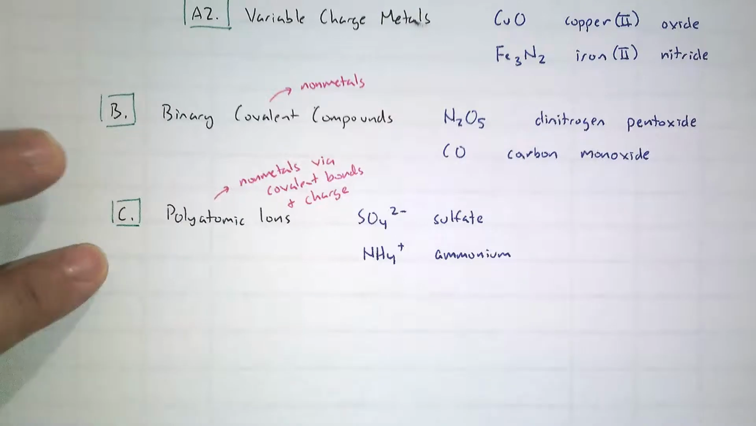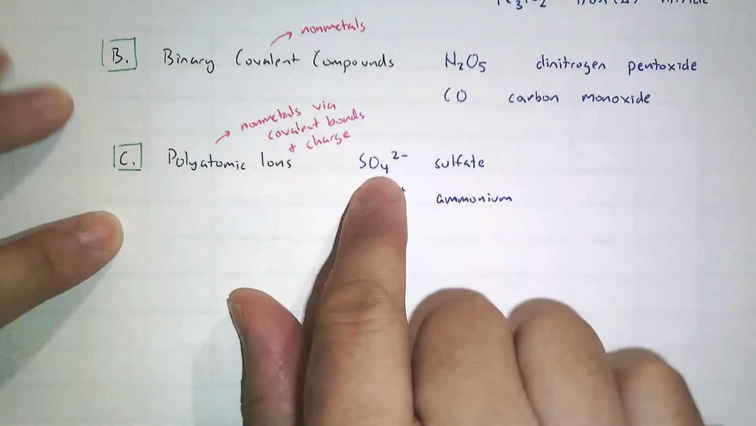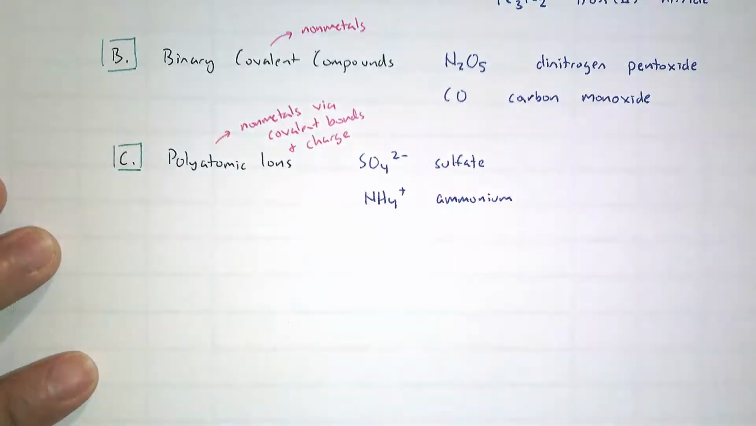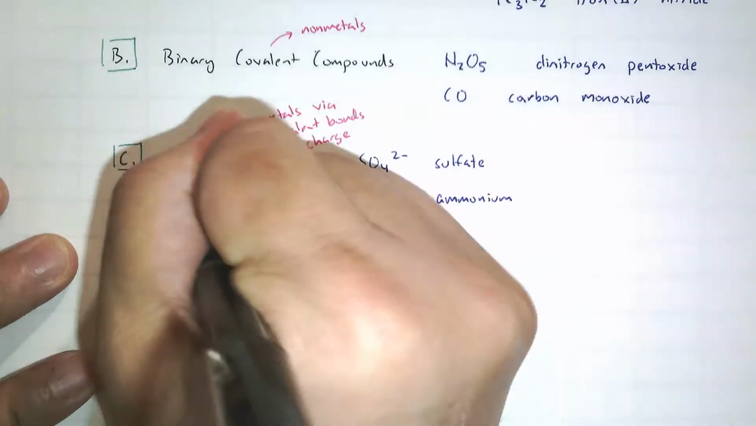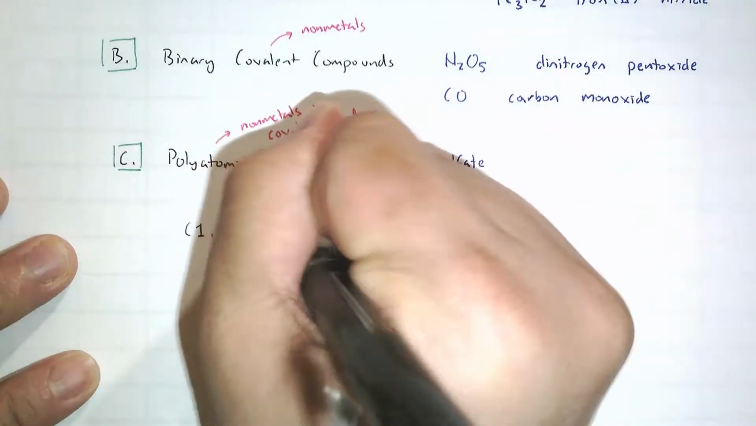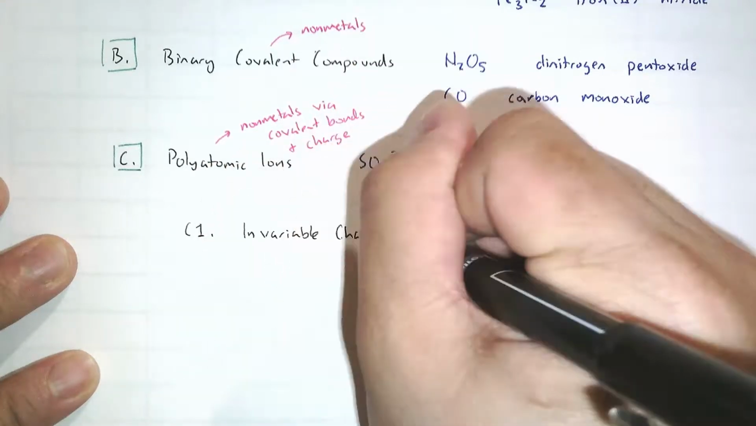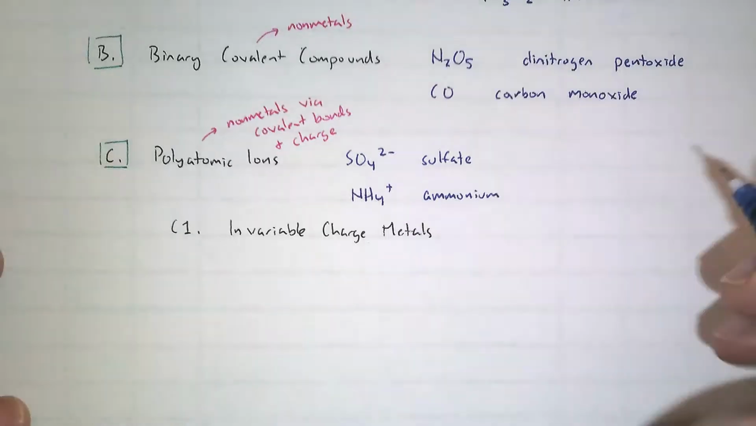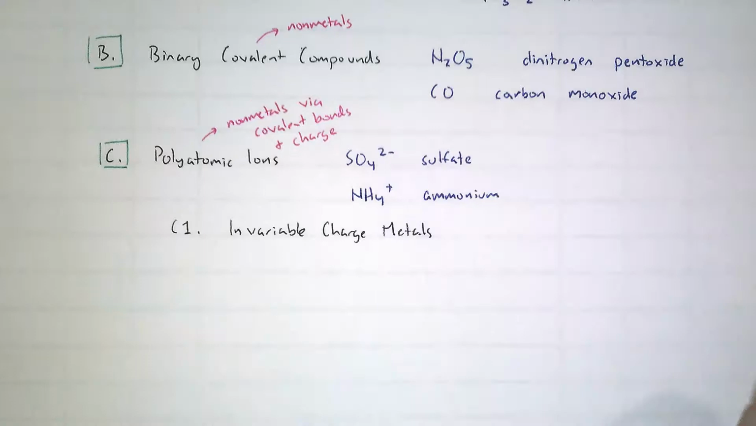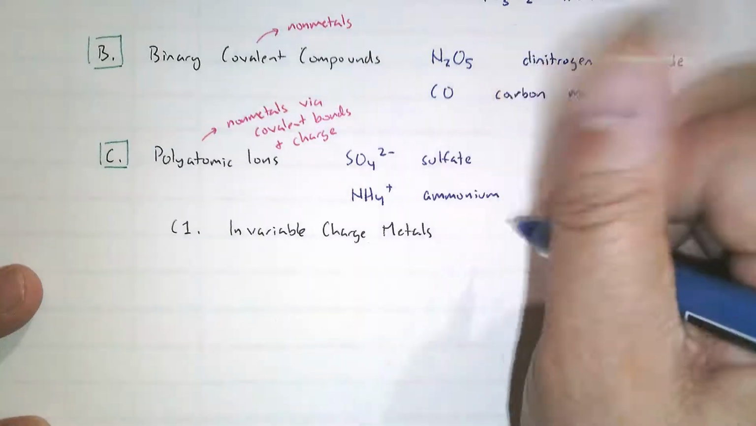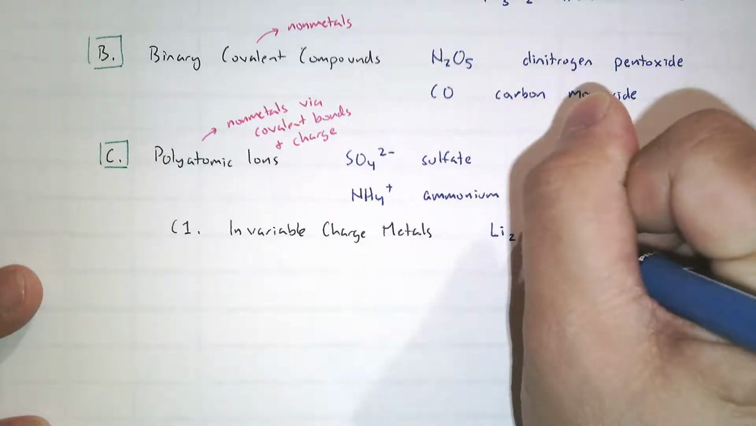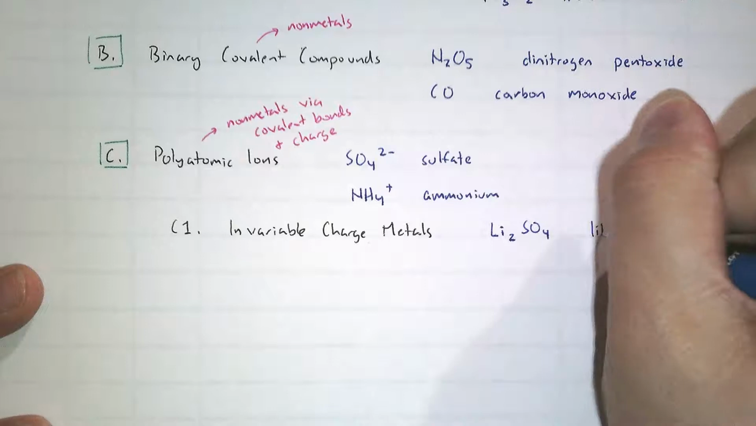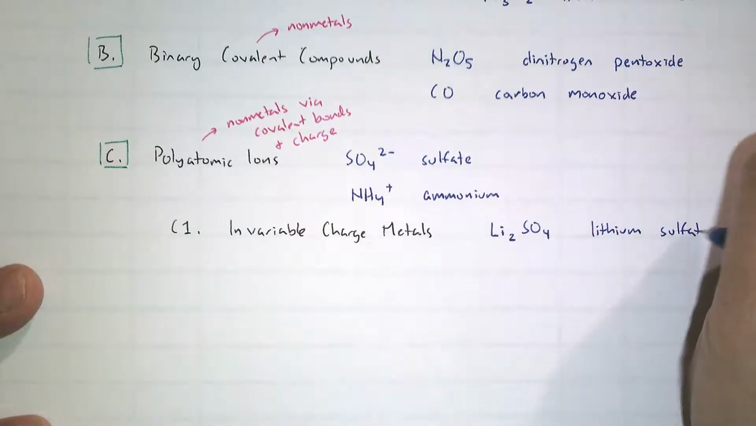But now when we start making ionic compounds, we're going to hook up a metal to the anions. So for instance, we'll call this C1. Again, we're going to look at invariable charged metals. And let's take sulfate. This is interesting. We do want to make sure that it's balanced when we make these ionic compounds. And let's take, for instance, lithium. Li2SO4. Since it's invariable charged metal, lithium, no Roman numeral. Lithium sulfate.